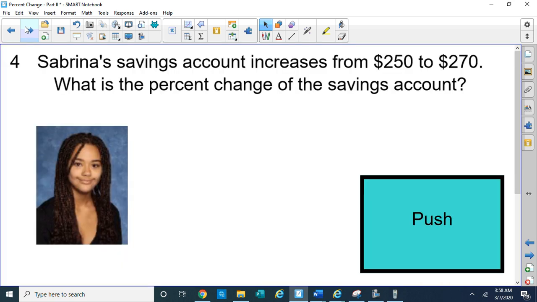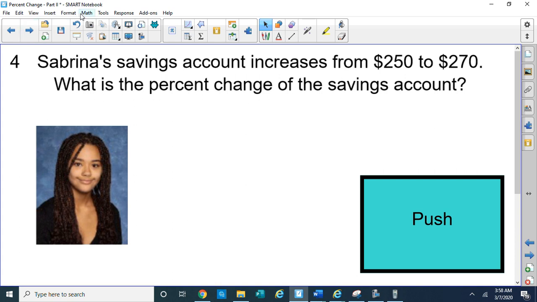Here's another question for you to try. Sabrina's savings account increases from 250 to 270. What is the percent change of the savings account? So I'll help you get started with that in just a second.